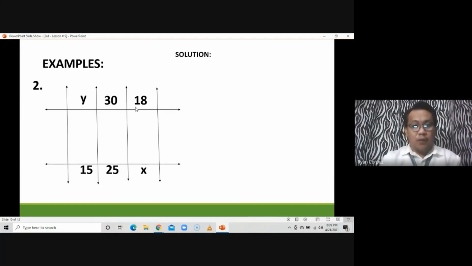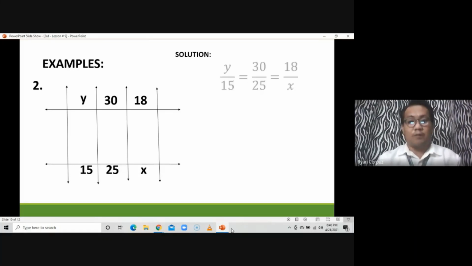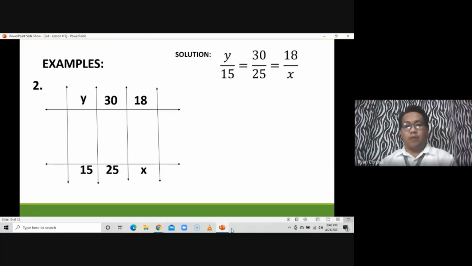So given na dito, pwede tayong mag-form ng proportion, diba, kahit yung ratio. Pwede natin gawin yun just like what we did when we solved about triangles, the conditions for two triangles to be similar. Yung mga examples na ginawa doon, nag-form tayo ng 3 ratios na equated into each other. Pwede natin yung gawin din dito. It is the same way that we are applying segments cut by transversals. So, the first thing we're going to do is to form a proportion: y over 15 is equal to 30 over 25 is equal to 18 over x.